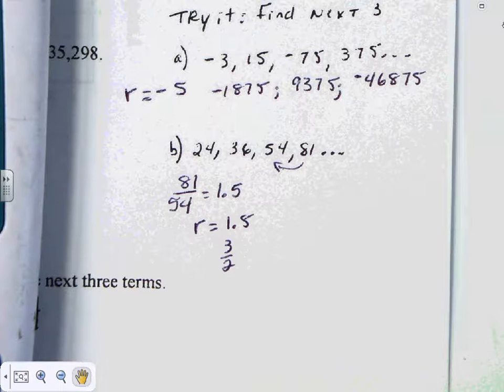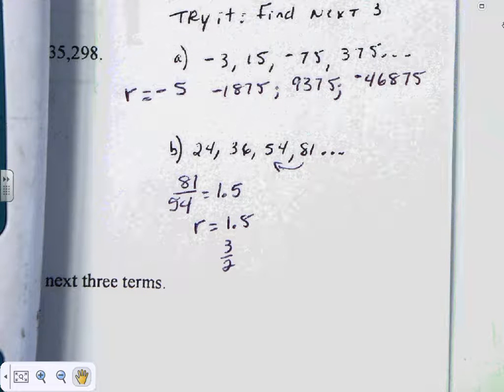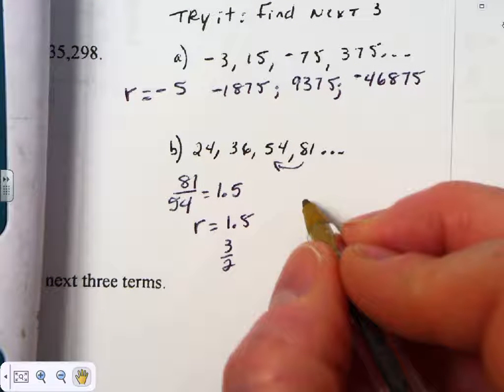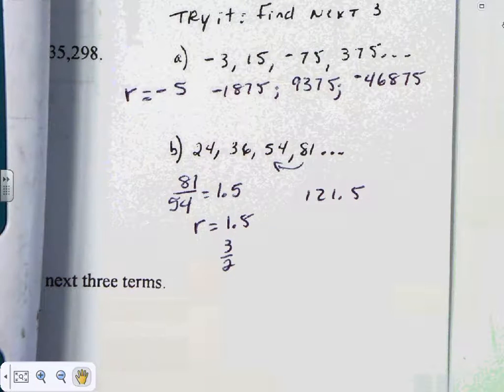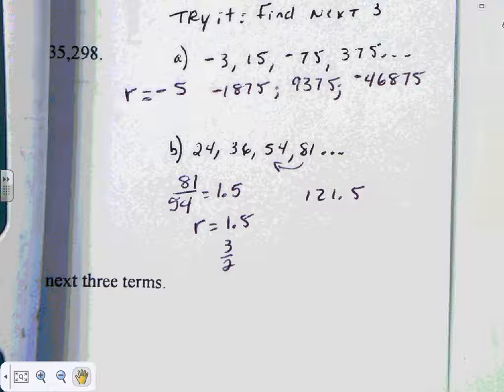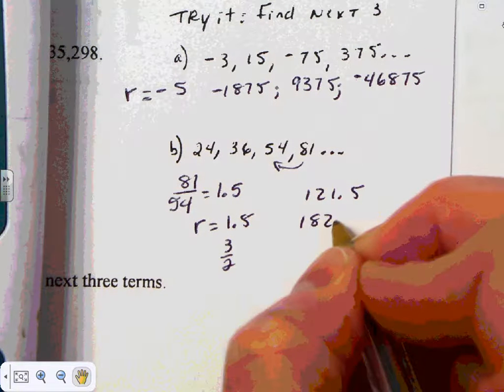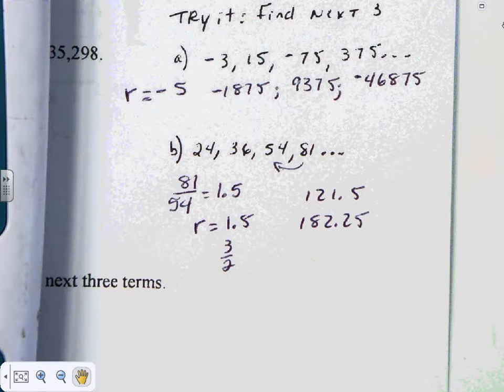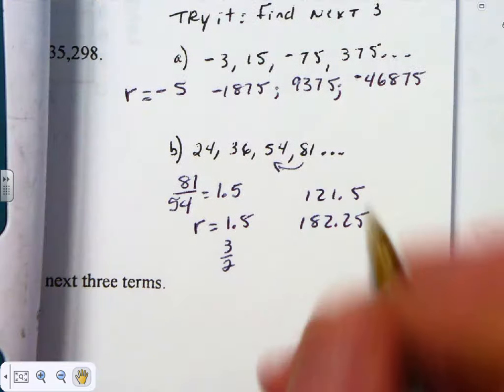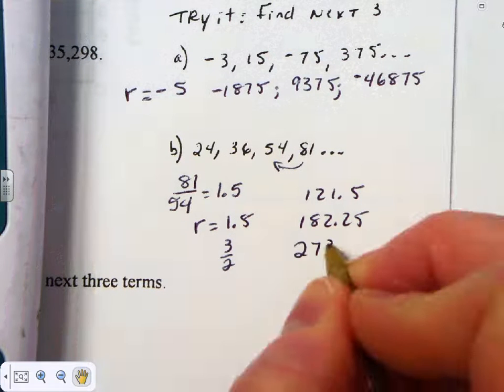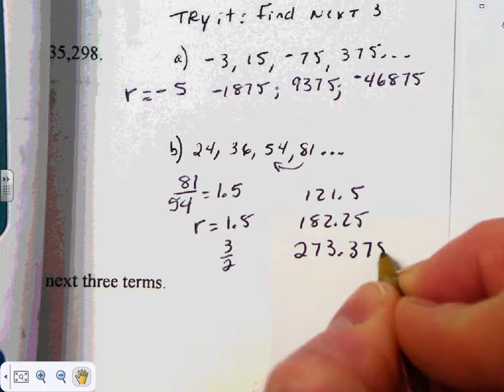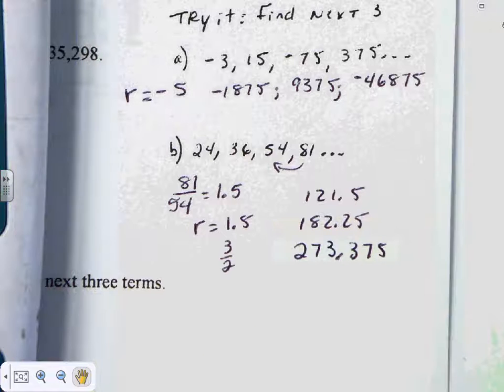So 81 times 1.5, 121.5 times 1.5, 182.25 times 1.5, 273, 375. We good? Okay, sweet.